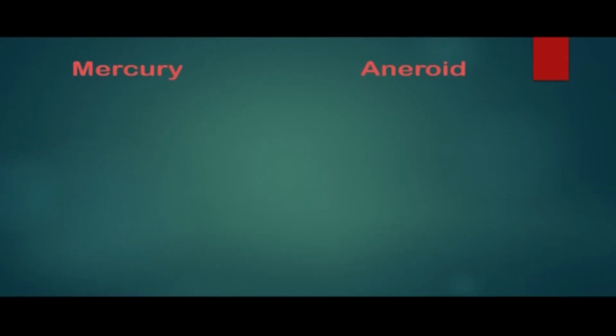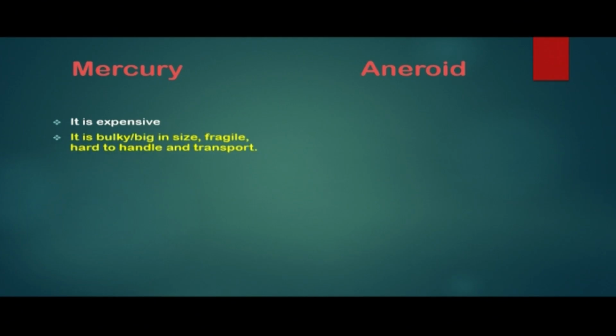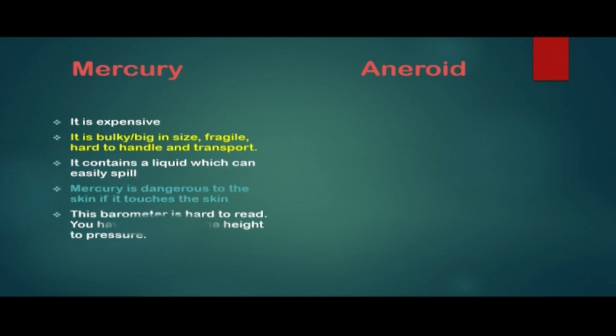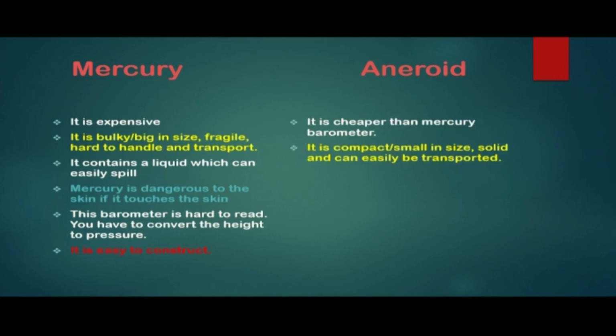Now, we want to look at differences, and similarities also, between mercury barometer and aneroid barometer. Okay, they are very easy for us to see. I will move quickly. One, mercury barometer is expensive because it has mercury, so it's more expensive than aneroid. With mercury barometer also, it is very bulky, it is big, because it goes up to about 3 feet. It contains a liquid which can easily spill. The mercury can easily pour out, and that is a disadvantage.